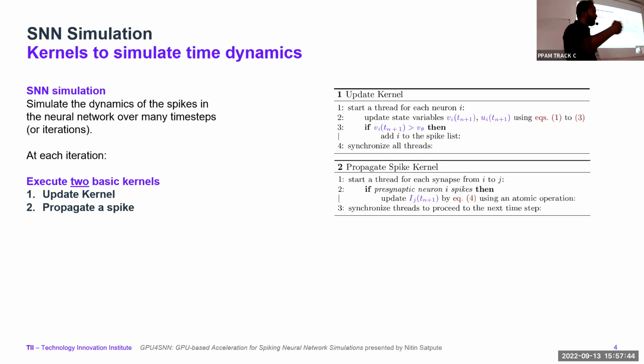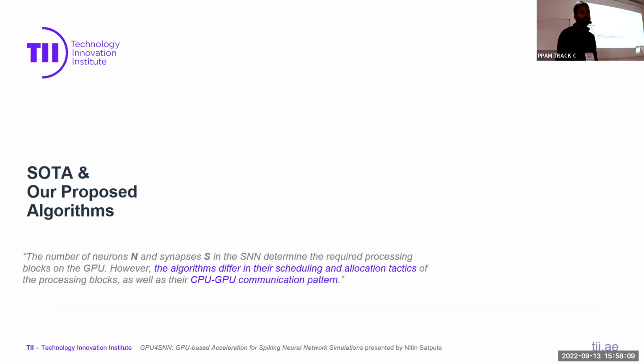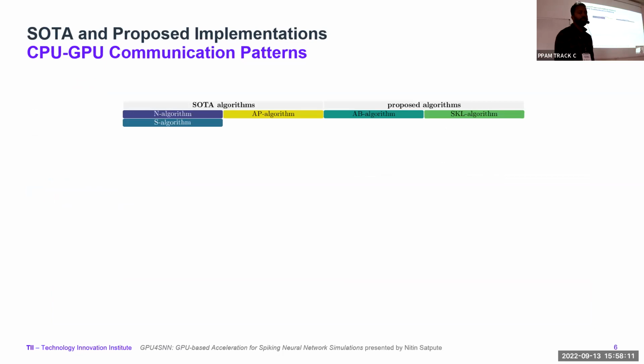Now, on iterative calling of these kernels, what happens? You have to perform both of these operations: update a neuron, and also propagate a spike whenever the neuron reaches a certain value, a certain threshold. So the communication happens only when the particular neuron reaches a certain threshold. As I mentioned, any algorithm requires these 2 kernels to be implemented, and how to do that we'll discuss in the SOTA and proposed algorithms.